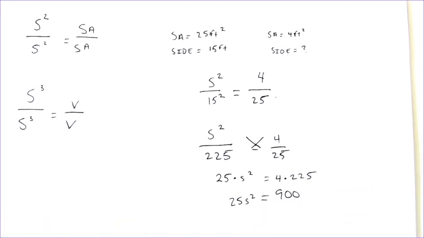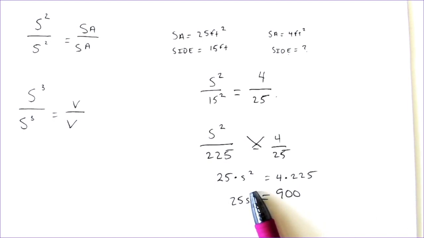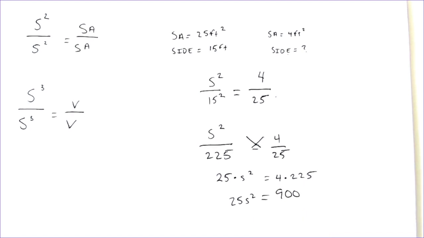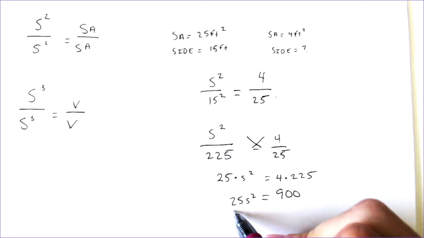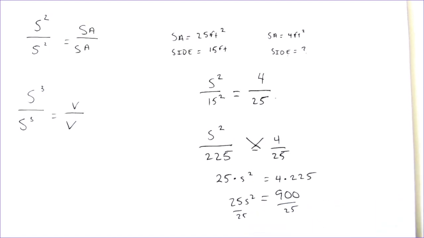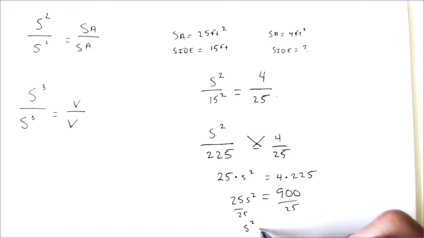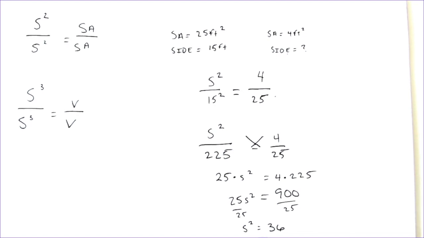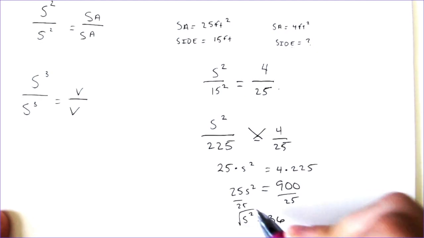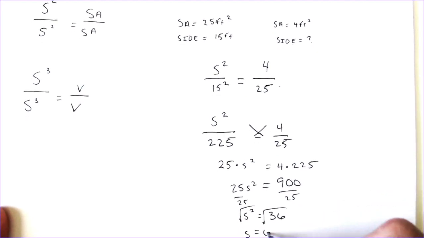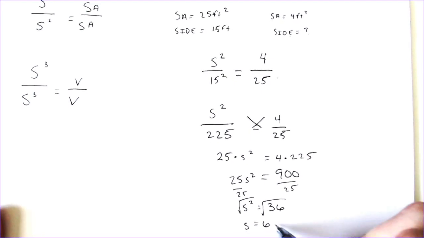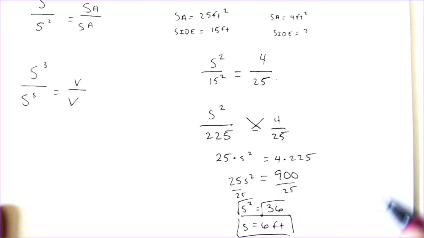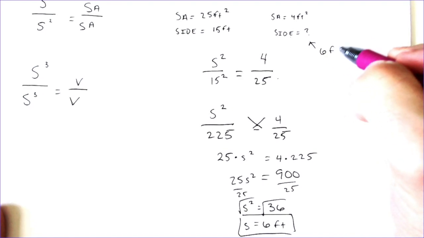From here, you want to kind of forget the fact that this S is squared and treat it as if you were solving that equation and divide by 25. If I divide 900 by 25, so I'm dividing by 25 on both sides, I get 36. So S squared is equal to 36. Well, from here, all I have to do is find out my S, and if it's S squared, I would square root, and I get 6. So it would be 6 feet, and that would be the missing side that we had here. Apparently it is 6 feet.